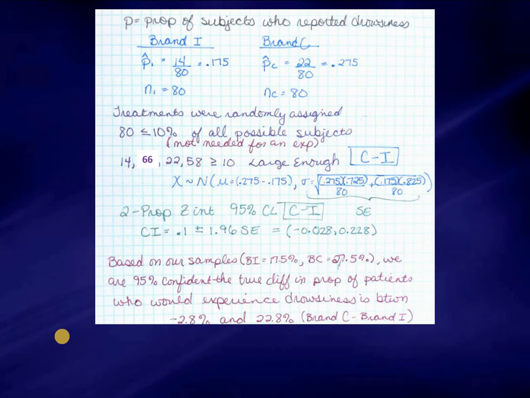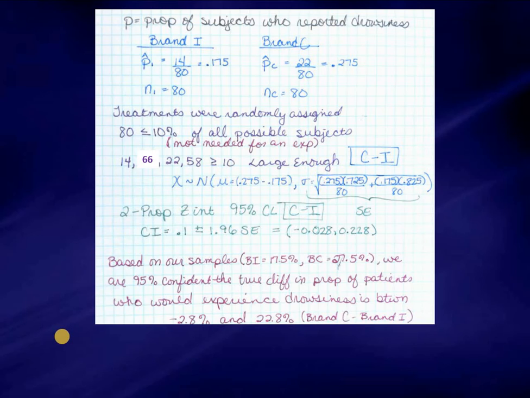The large enough condition can be a deal breaker though. So I don't care if you tell me which number is which. Just make sure that you list out each of your numbers. So 14, 66, 22, 58 are all of my success failures. They're all bigger than 10, so they're large enough. Now, I don't know why I did C minus I.